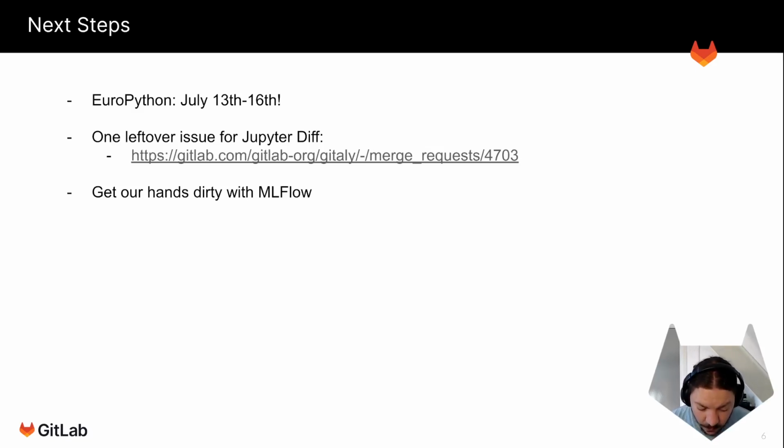Furthermore, after that, we have one leftover issue for Jupyter diff, which is increasing the size of the diffs. I already spoke with the stakeholders. We already have a plan on how to do this in a way that doesn't create problems later on. And so this is going to be the next MR that I'll be working on. And along with that, get our hands dirty with MLFlow. We've been speaking too much, and it's time to actually write code for this. And that's what I had for today.